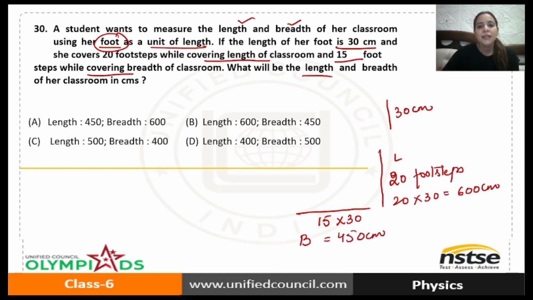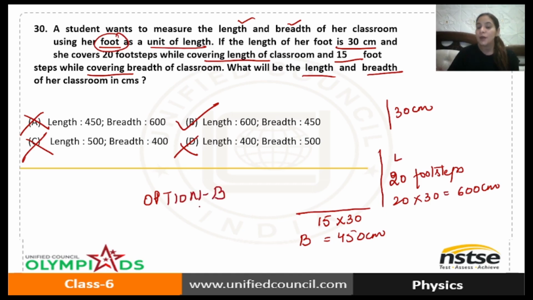So what will be the length and the breadth? It is simple, and we have already found the answer. So which one is correct? Do we have length as 450? No. Do we have length as 600 and breadth 450? True. Do we have length 500? No. So which option is correct? Option B. So this way you have to be smart enough to finish your question in a short span.